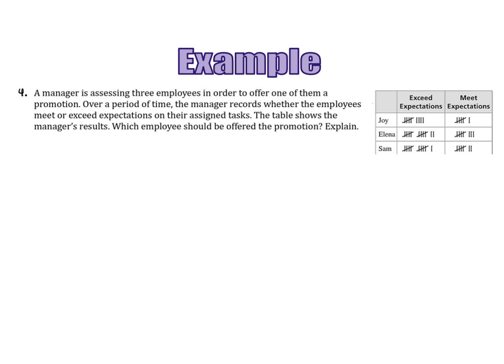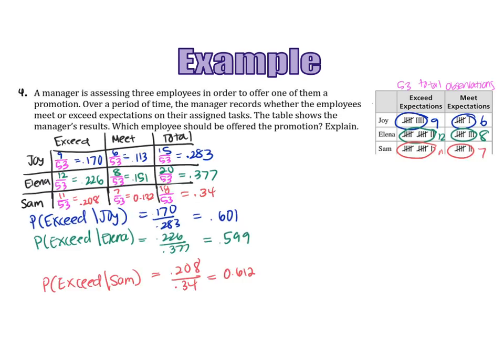So pause the video, see how far you can get on your own, and then unpause the video and walk through it with me. Okay, so this is a lot of work to answer this question, but the whole point here is we're backing up what we're claiming. So here I made a two-way table where I looked at the joint frequencies. That way we could look at the probability of someone exceeding, given that that someone is Joy, versus Alina versus Sam. If I compare all of those conditional probabilities, I want to promote the employee that has the highest exceed rate, and that is Sam.